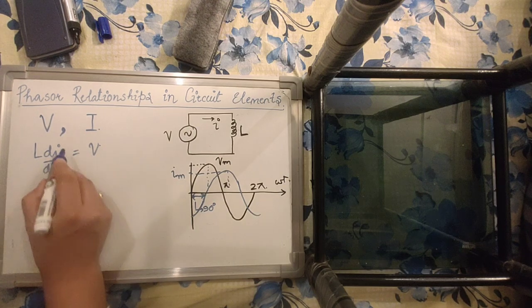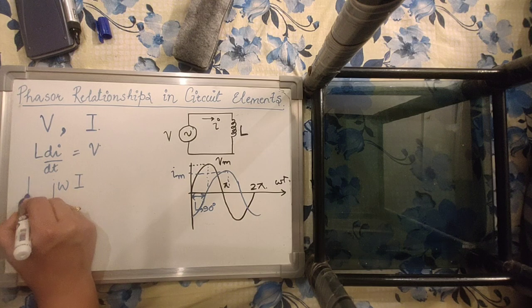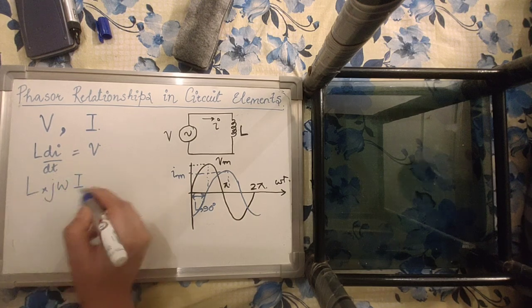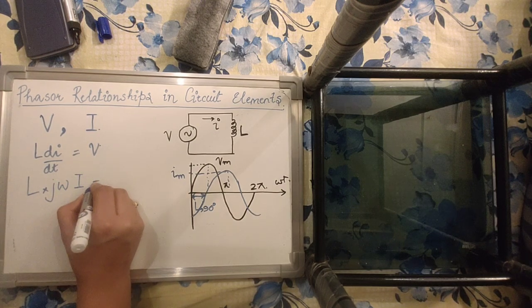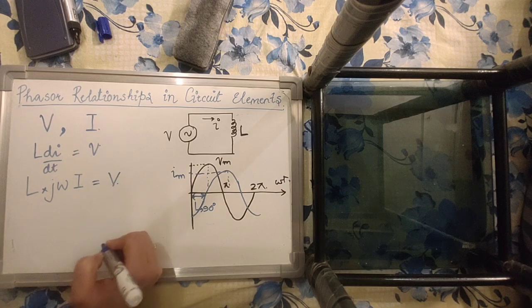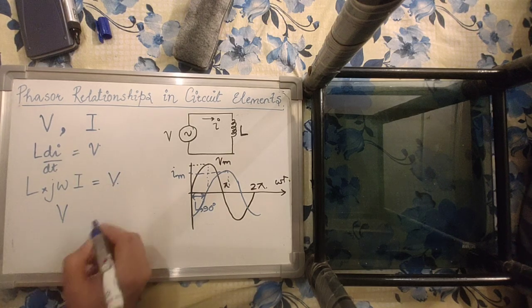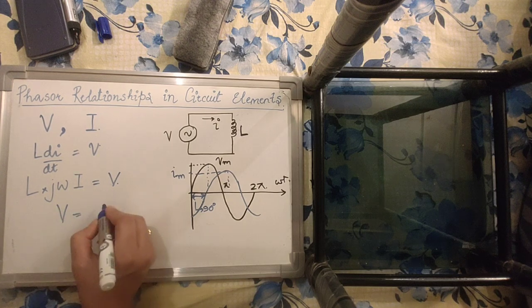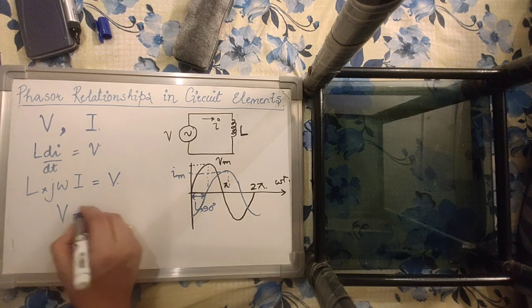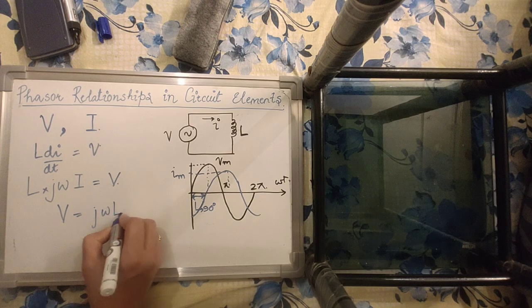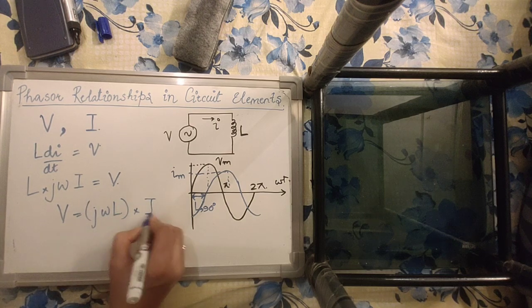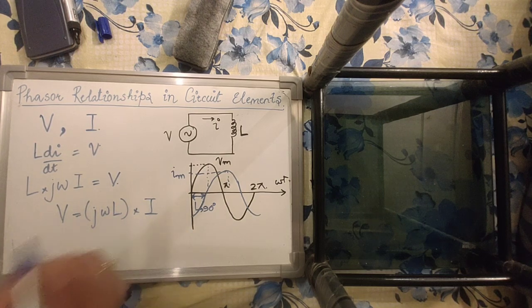In the phasor domain, this information will be written as L into j omega I, where I is the current phasor, is equal to V, right? So I can say that for an inductor, the voltage phasor and the current phasor are related by V is equal to j omega L into I, the relationship between voltage and current phasors.